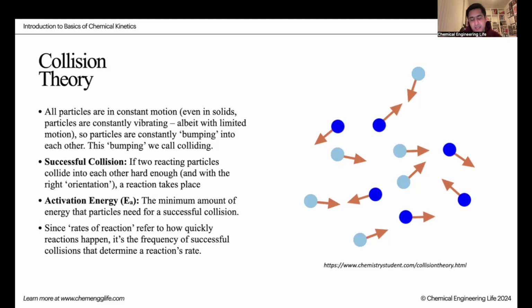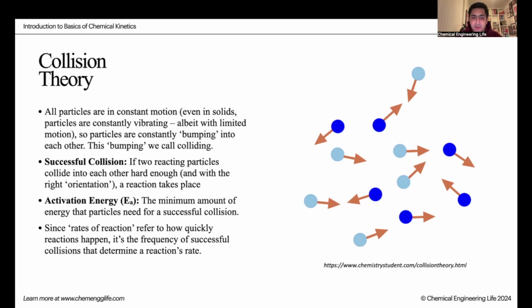So for example, let's say we have a reaction of carbon dioxide with oxygen, and that forms carbon monoxide. Then the carbon dioxide molecule would have to hit the oxygen molecules in a very specific orientation, in a very specific direction, and with a very specific amount of energy. And as soon as they do, that's what we call a successful collision. And that successful collision allows a reaction to take place.